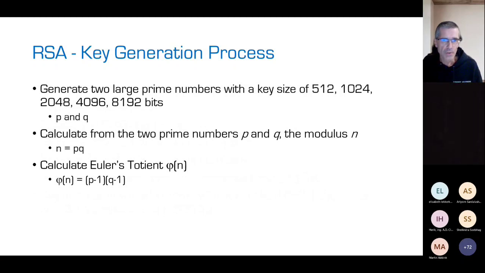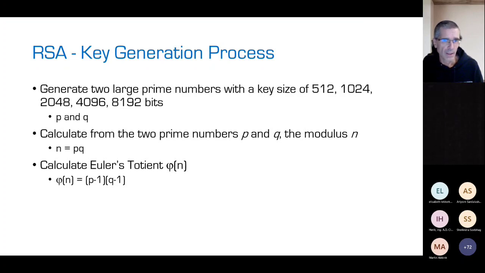Now, the key generation process. So how the RSA algorithm works. First, a system, it can be a computer, a network device, or whatever system where RSA is enabled, needs to generate 2 large prime numbers. These prime numbers can be of any size. It can be 512, 1024, 2048 bits or more.